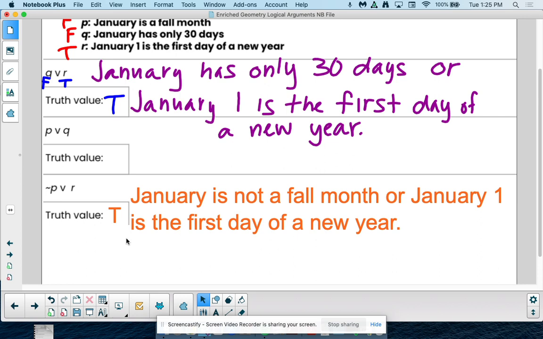Anyone want to share out? January is not a fall month, or January 1st is the first day of a new year. Is that what you guys put? True or false? True. Should be true? Am I wrong? Is one of them at least true? R is, right? Okay.